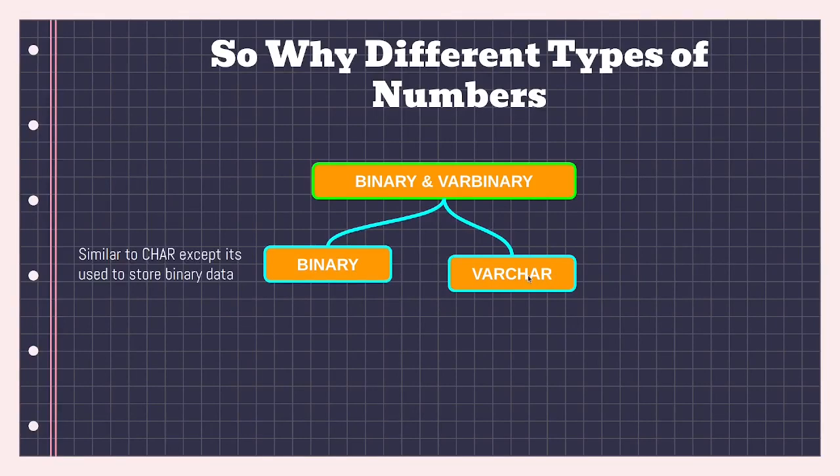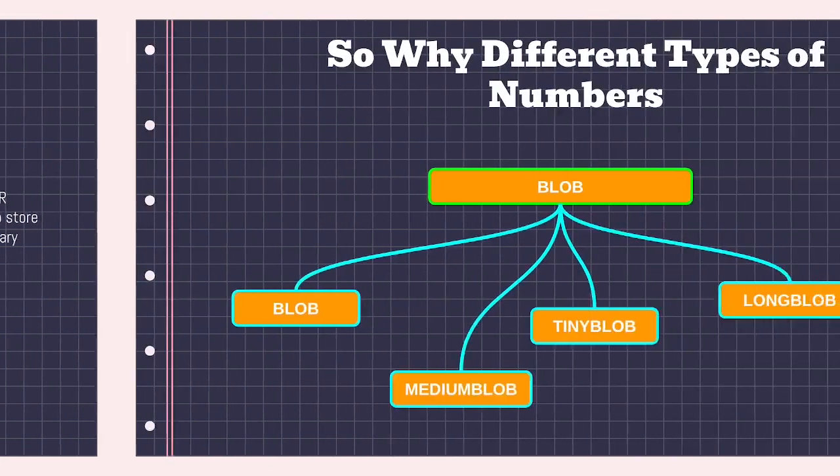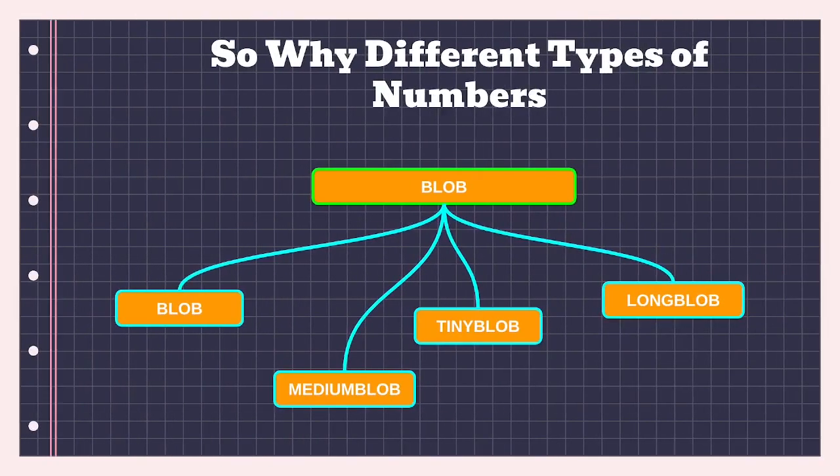Okay, so what are the differences between the two? So binary is just similar to char, except that it stores binary data, and then varbinary is just similar to varchar, and the difference is that it stores variable length binary values instead of string values. So that's the difference between the two. So you can just take the concepts from char and varchar and apply it here, but now in the context that you're using binary values instead of strings. So let's move on and look at the next type, which is going to be blob.